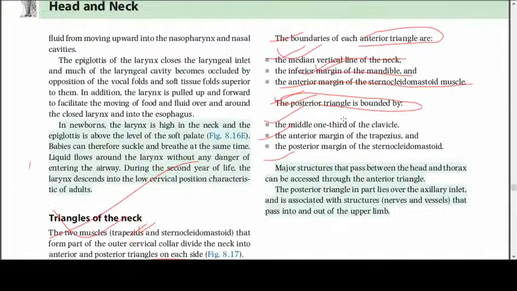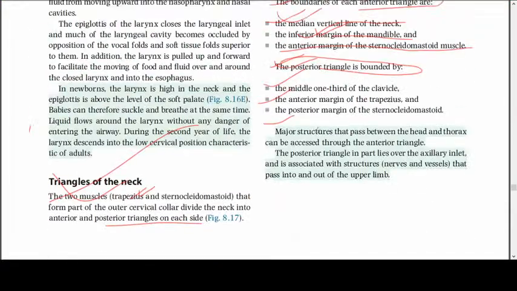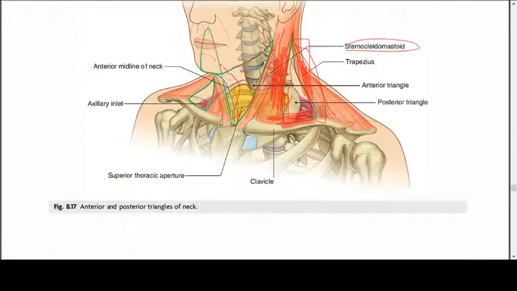So this was all about the triangles of the neck. It is important because various structures pass through them. Major structures passing between the head and thorax can be accessed through the anterior triangle. The posterior triangle in part lies over the axillary inlet and is associated with the nerves and vessels that pass in and out of the upper limb.